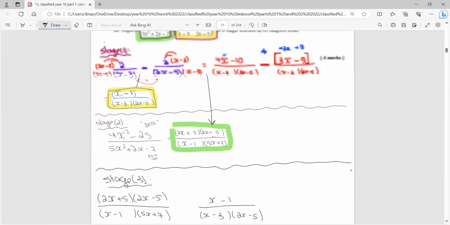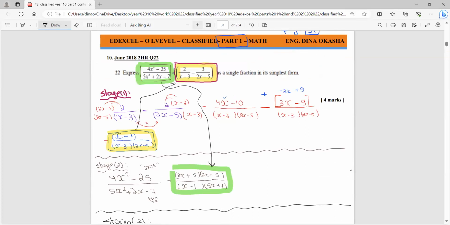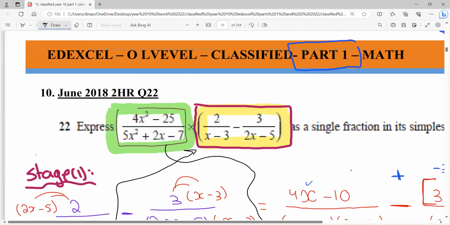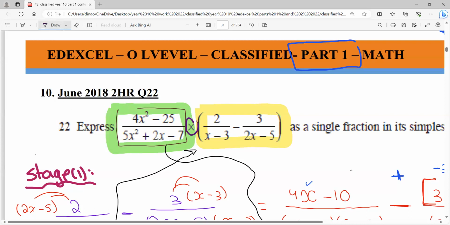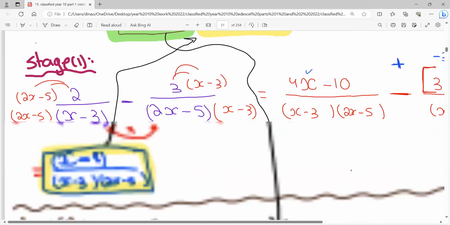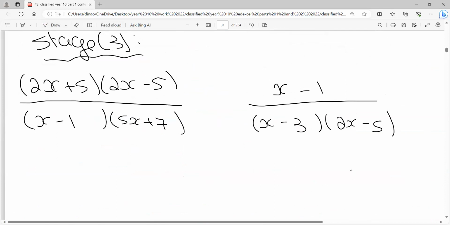Okay, what is the operation in between? Let's see. The operation in between is hiding. The operation in between is multiplication, because in this question we are discussing how to multiply. So here I keep it as is, multiplication. And of course put brackets to avoid silly mistakes.